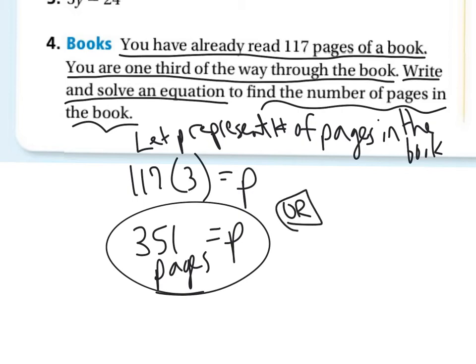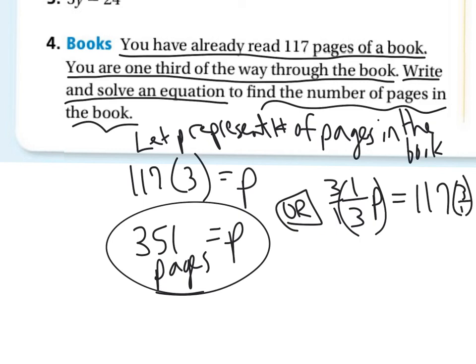Another option you could do is that you've read 1/3 of the book, so 1/3 of the pages, and you've also read 117. So these are equivalent to each other. So 1/3 P equals 117, and then you could either do the reciprocal idea, or you could say that they're multiplying by 1/3. You could divide by 1/3, and you'll end up getting the same answer that way also.